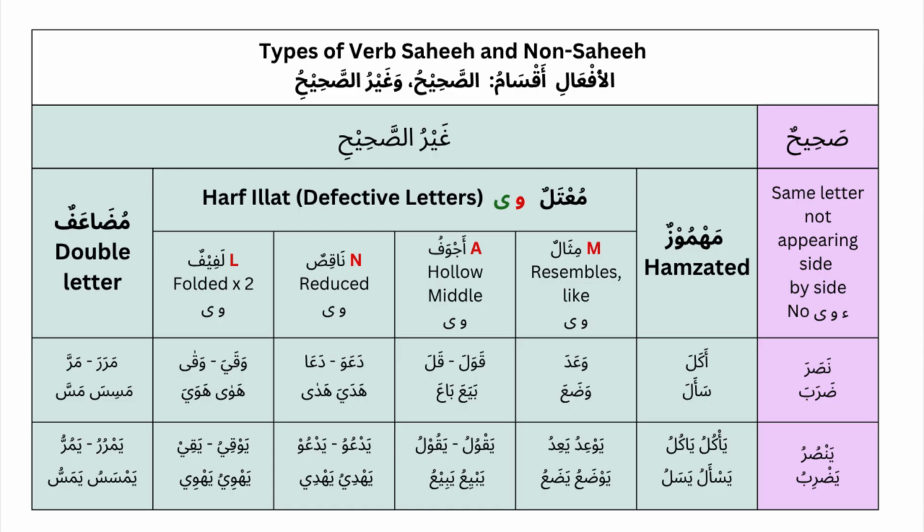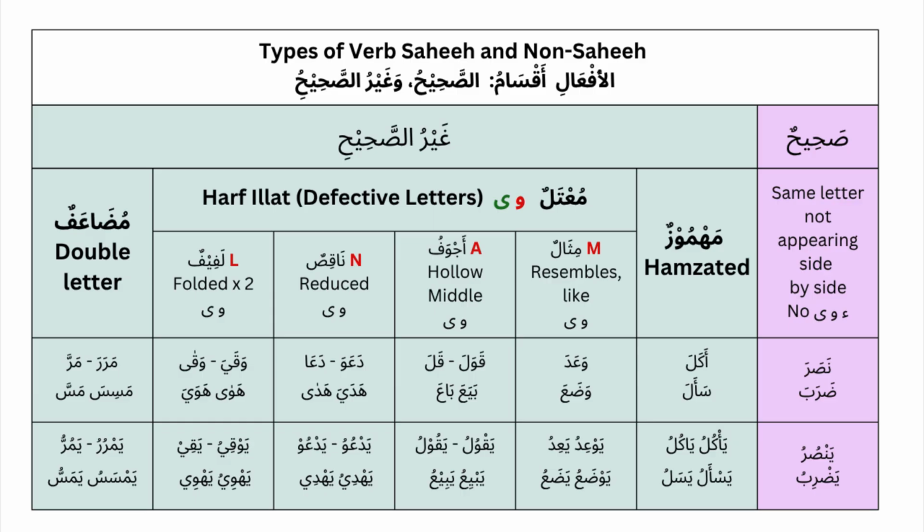Before we go into the examples, it is very important that we first understand how to read this table, otherwise it will become confusing. The table is divided into two main sections. On the right side, we have sahih verbs, the regular verbs. These are simple. Their root letters are strong, and you will notice that the letters do not repeat side by side, and there are no weak letters like waw or ya or hamza affecting the structure.